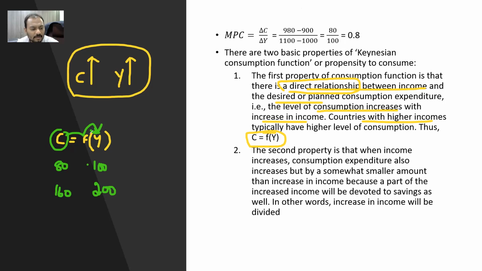If you are confused with the term F here, you already know what is C and Y. F means it depends on. Consumption depends on income. That's point number one.